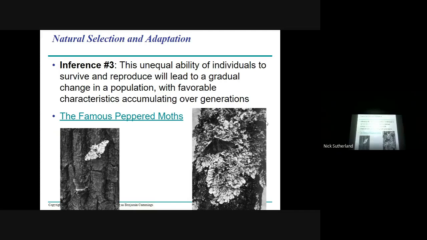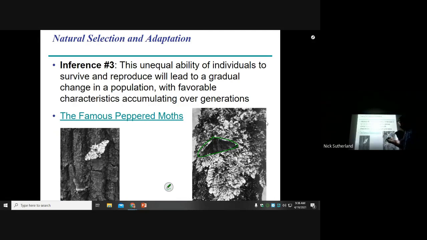A dark colored moth would be really, really easy to see if it landed on that particular tree, right? We can see a dark colored moth land on that tree and it stands out. So anything that wants to eat it says, hey, I'm here, look at me, I don't blend in, come eat me. This dark colored moth that I've outlined in green is going to have a much harder time surviving in this type of environment.